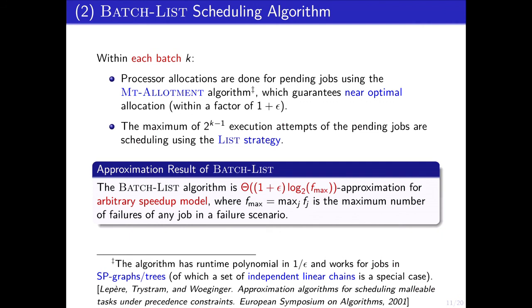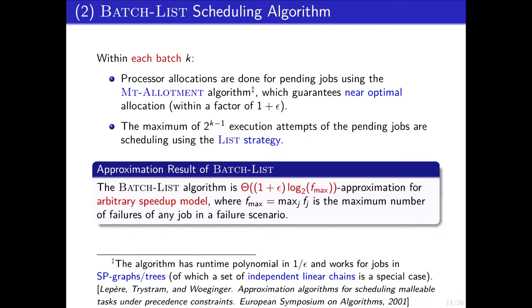Well, that was the general idea of the batch list algorithm. So what happens within each batch? Within each batch, the processor allocation for the limited number of execution attempts of all the pending jobs are decided collectively using an algorithm proposed by Lepère, Trystram, and Woeginger. The algorithm guarantees a near optimum processor allocation while working for SP-DAGs or trees, of which a set of independent linear chains induced by job failures is a special case. Once the processor allocations have been decided, these jobs are again scheduled by the list scheduling algorithm.